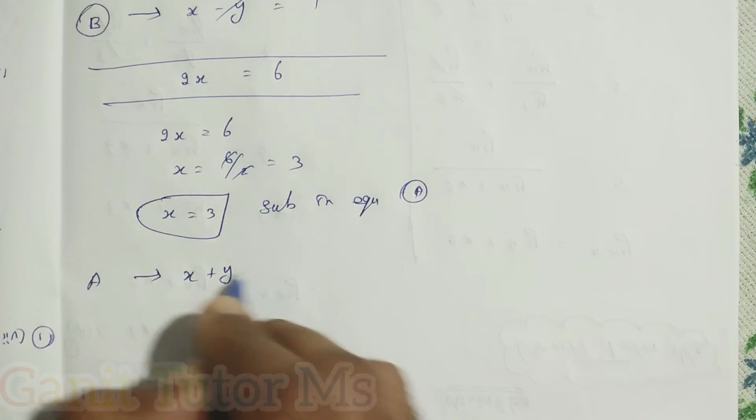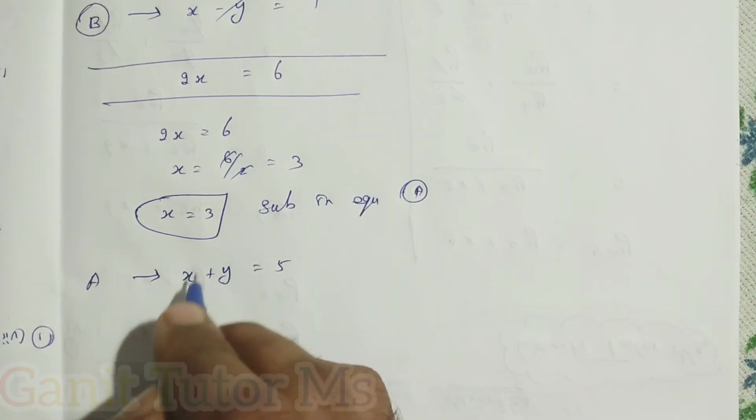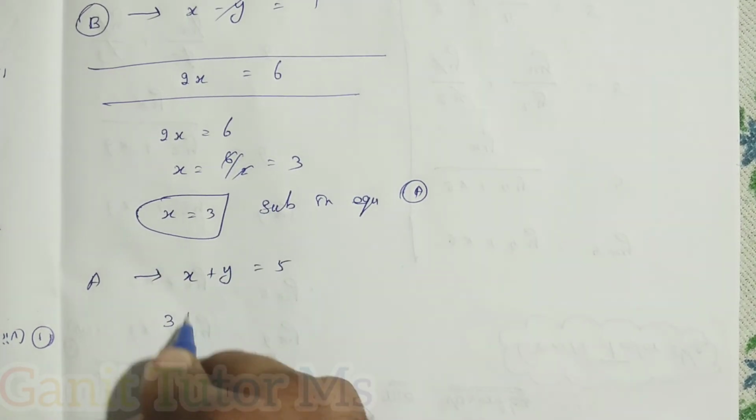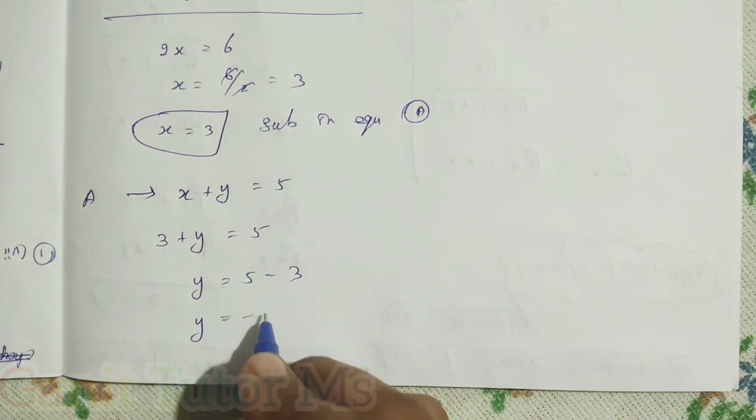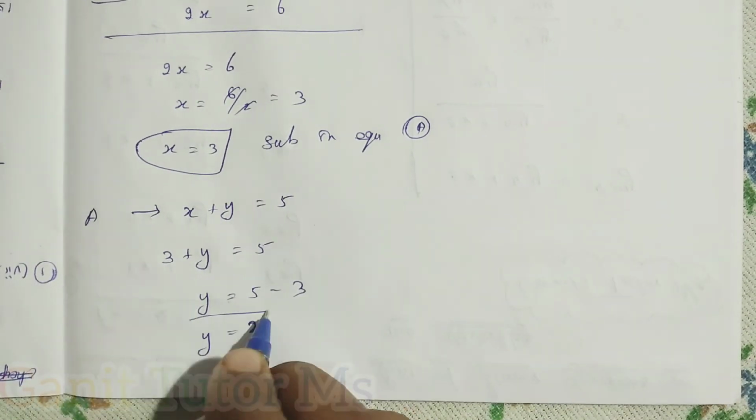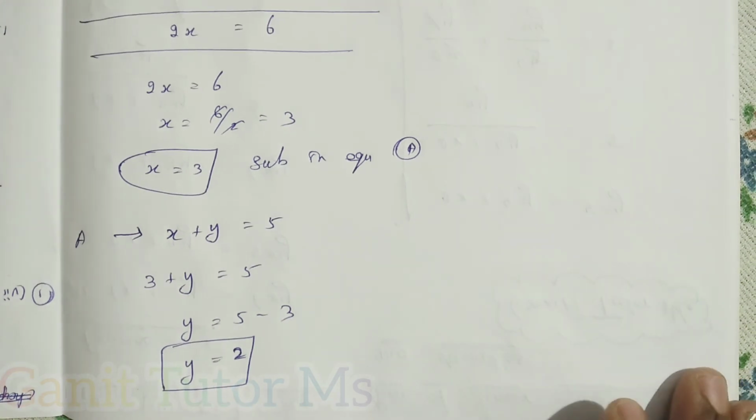x plus y is equal to 5. So in this x plus y, instead of x you can put 3. So 3 plus y is equal to 5. Then y is equal to 5 minus 3. Then y is equal to plus 2. Different sign is subtraction. Now we find out the x and y value.